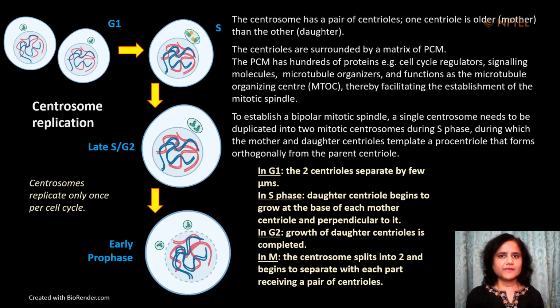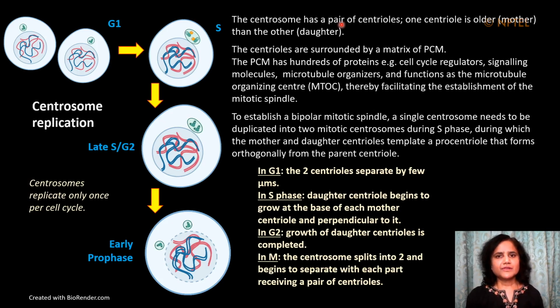Now, each centrosome has a pair of centrioles, and one of these centrioles is older, the mother centriole, and the other is the daughter. The centrioles are surrounded again by the pericentriolar matrix, which has hundreds of proteins, in fact: cell cycle regulators, signaling molecules, and microtubule organizers such as the gamma-tubulin ring complex. It functions as the microtubule organizing center or the MTOC, thereby facilitating the establishment of the mitotic spindle.